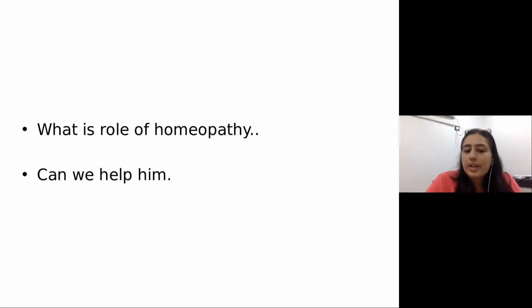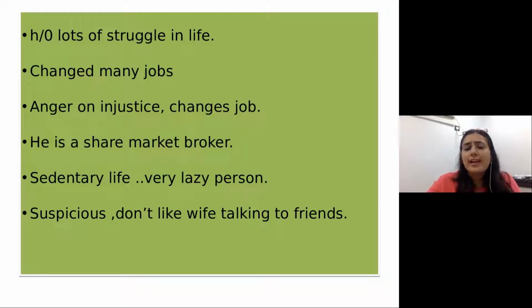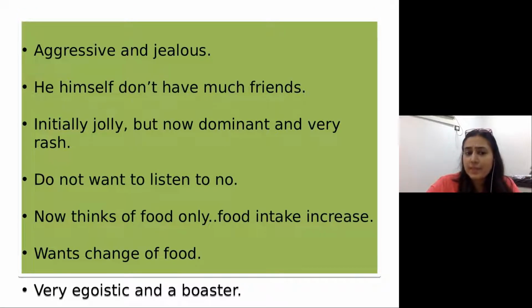So for such cases, what was there? I took his case through his wife's point of view. The patient had a lot of struggles in his life. He had changed many jobs. He couldn't tolerate injustice. He was a share market broker and he had a very sedentary life. He was a smoker, a very suspicious person. These were all symptoms given by his wife. He was a very aggressive person, jealous, egoistic personality. Initially he was a very jolly person, but since he started losing all his money, he became very jealous. He became very aggressive. He became very abusive. He didn't want to listen to anyone at that point.